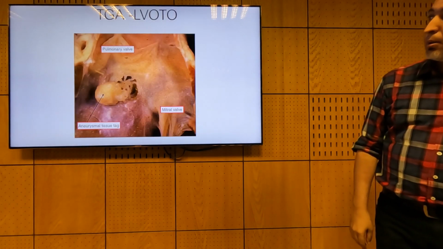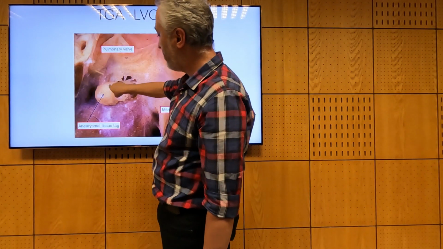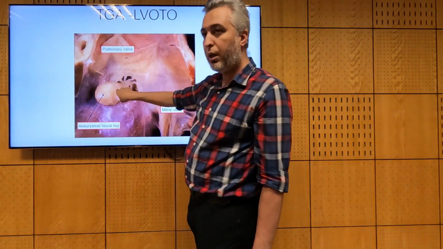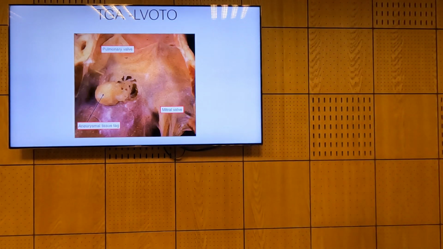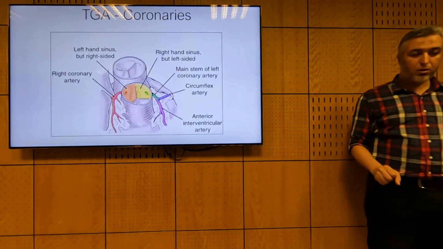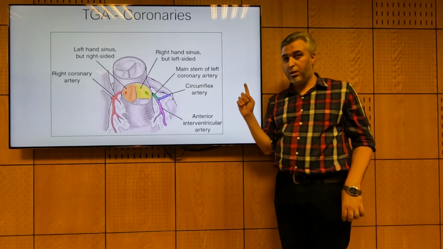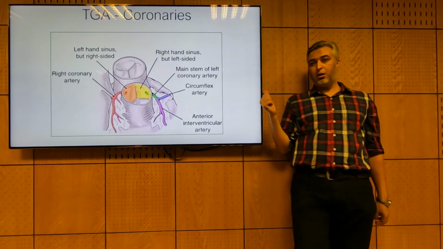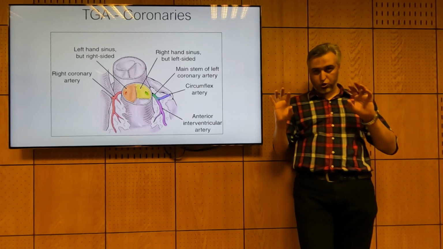So this is a picture showing the LV going into the pulmonary artery, and accessory tissue, abnormal tissue tag from the valve sitting into the LVOT causing LVOT obstruction. We'll give a quick hint about coronary arteries, because this is very relevant, especially talking about the arterial switch operation, where we need to switch coronary arteries.